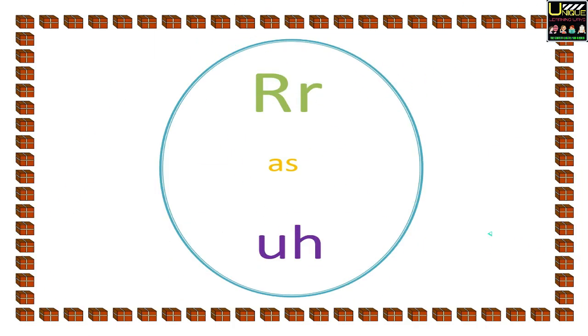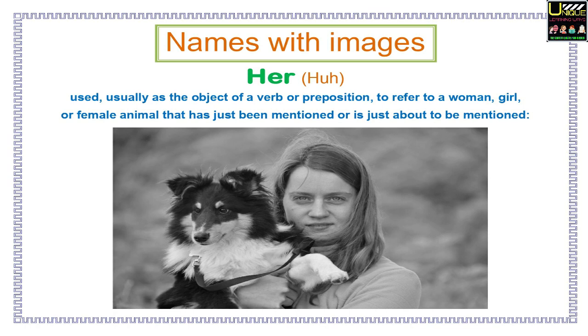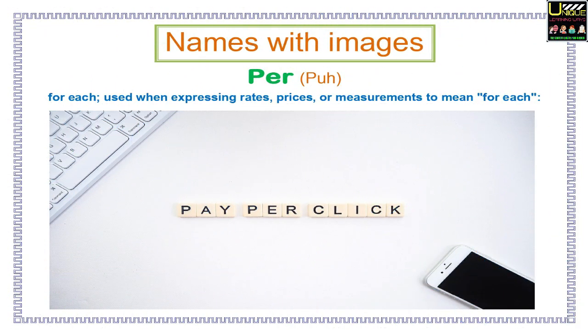R as A. Names with images. Here I have a word with its pronunciation, explanation, and an image for you. Her: used usually as the object of a verb or preposition to refer to a woman, girl, or female animal that has just been mentioned or is just about to be mentioned. Purr: a low continuous sound made by a cat when it is happy.